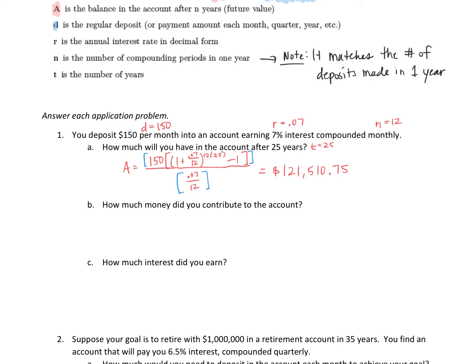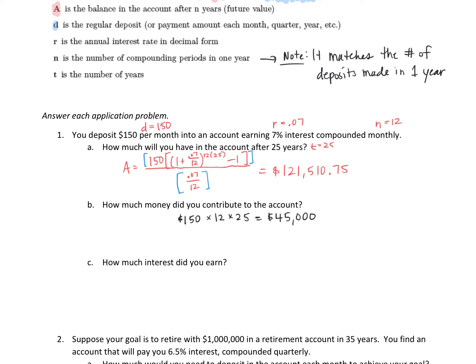So to find out how much money you contributed, keep in mind that you contributed $150 per month, and you did that for 25 years. So you multiply the amount per month times the number of months times the number of years. So $150 for 12 months gives you $1,800 per year, times the 25 years gives you $45,000. So you contributed $45,000 into the account.